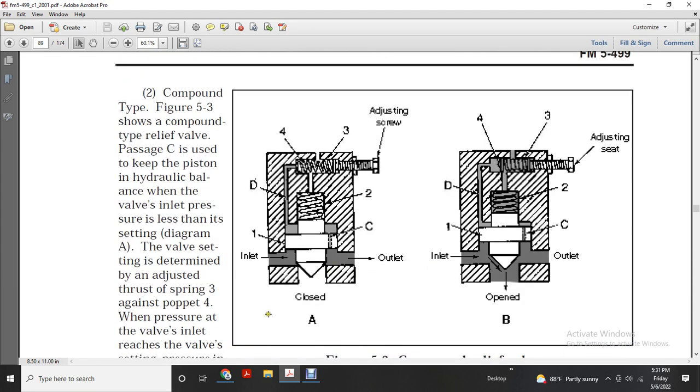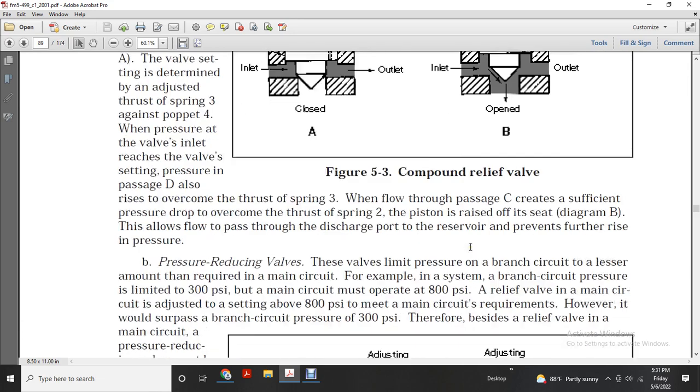Alright, so in diagram A, you have the inlet with the piston rod 1 and 2, and C would be the passage C to the relief valve, 2 the spring, D, 4 the compressor adjusting spring, and open inlet, closed, restricting valve, adjusting seat.